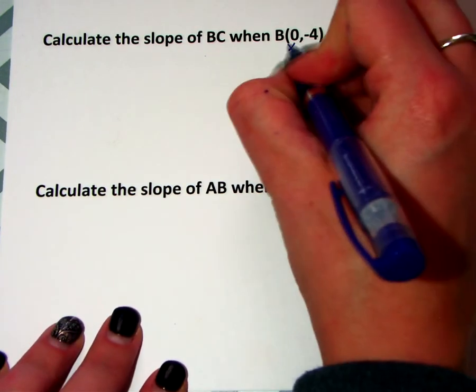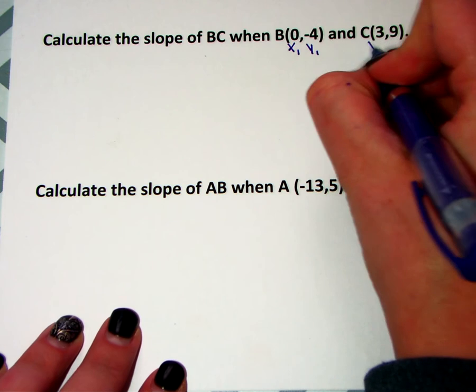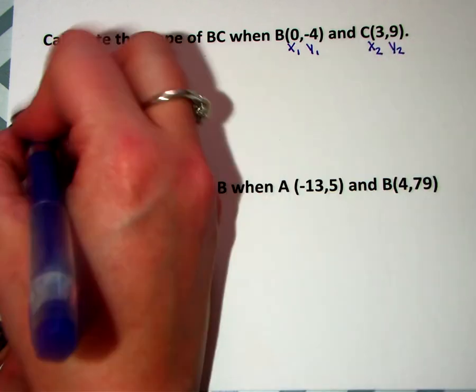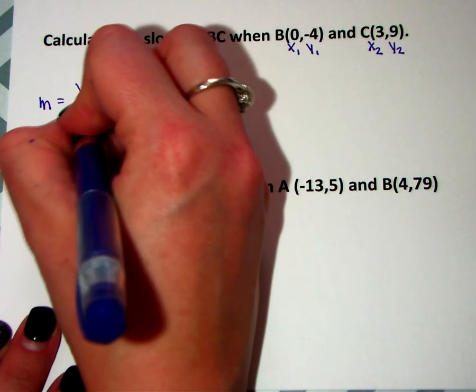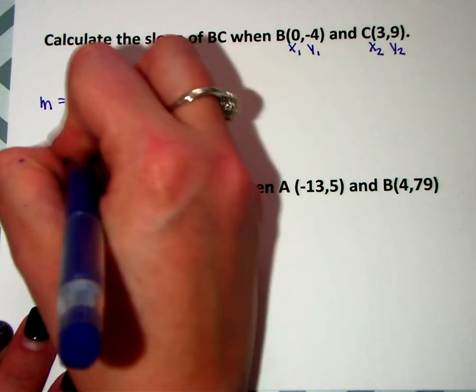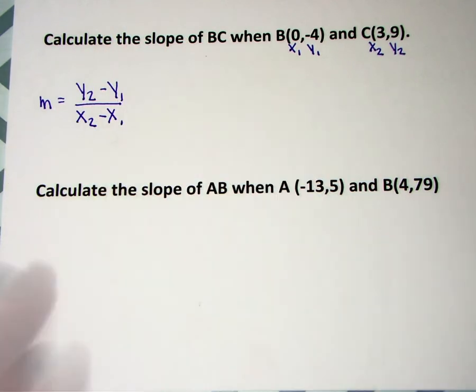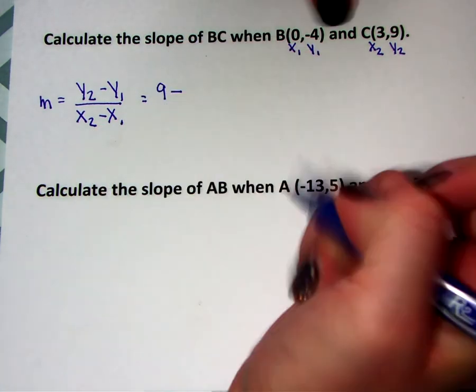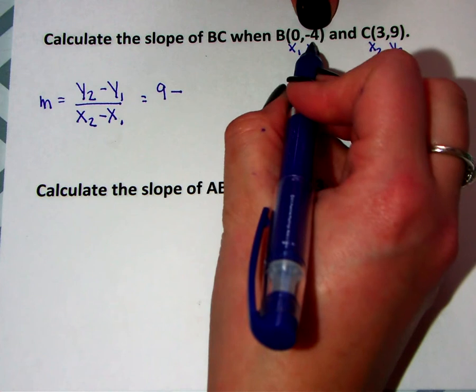So x1, y1, x2, y2. Again, I'm going to write that slope formula because it's really important. Taking the time to write the formula makes this easier to follow and easier to understand. So what I'm going to do from here is I'm going to take my y2 value, which is 9, minus my y1 value. So notice how it's negative 4.